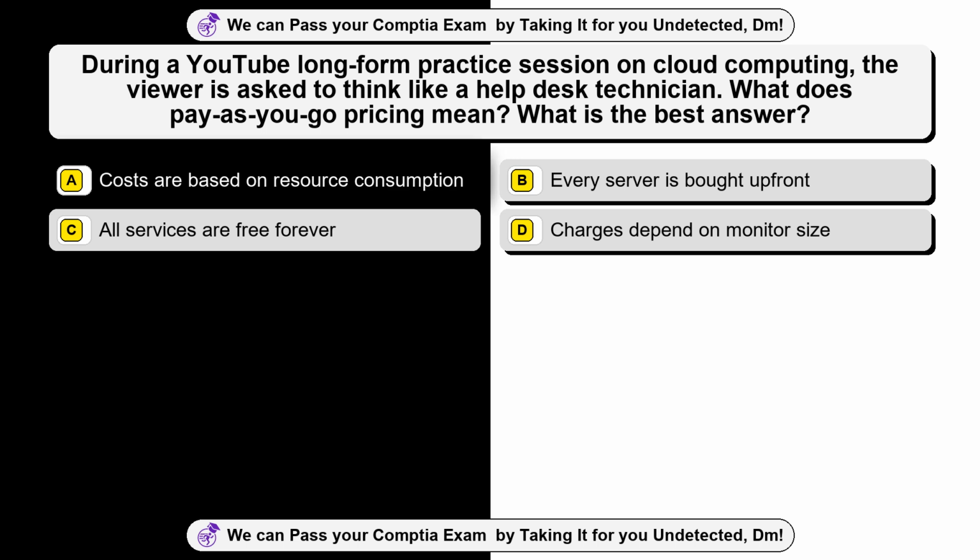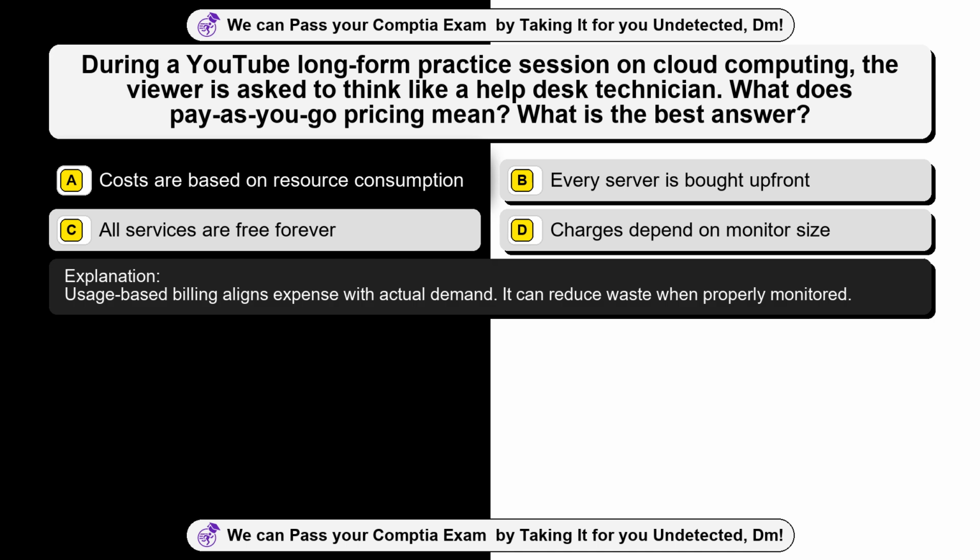The correct answer is option A, costs are based on resource consumption. Usage-based billing aligns expense with actual demand. It can reduce waste when properly monitored.